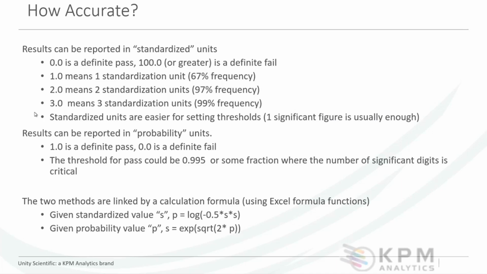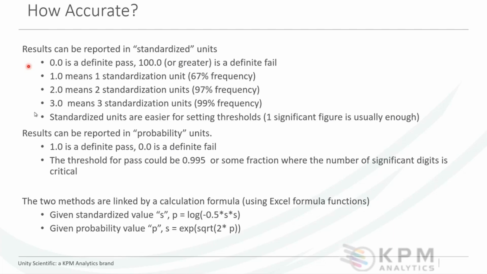So talking about limits and how accurate these can be. If we are looking at standardized units, we've got 0 being a definite pass. You won't find those in routine analysis. You will always be away from 0. With very large numbers, 100 or more, even 20 or more is a definite fail.